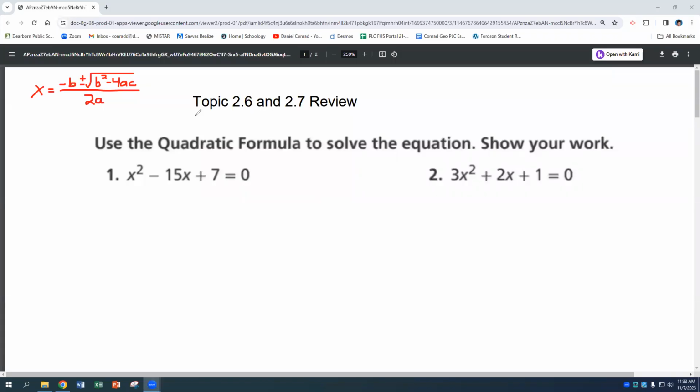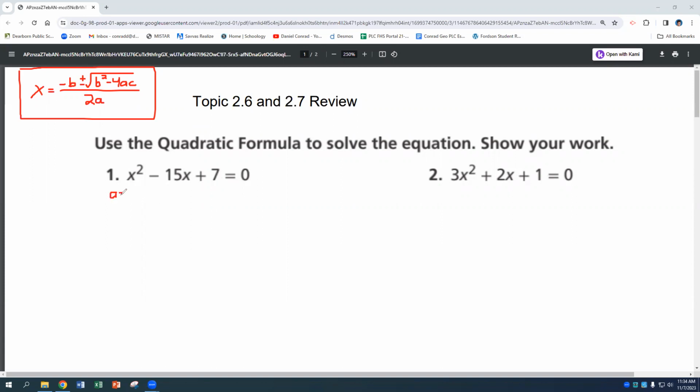All right, this is the topic 2.6 and 2.7 review. So in 2.6, we use the quadratic formula. So for 1 through 4, that's what we need to do. You need to use this quadratic formula to solve for x. Okay, we want to make sure our quadratic equation is equal to 0. So we have everything on one side and 0 on the other, which we do. So now we can use our quadratic formula.